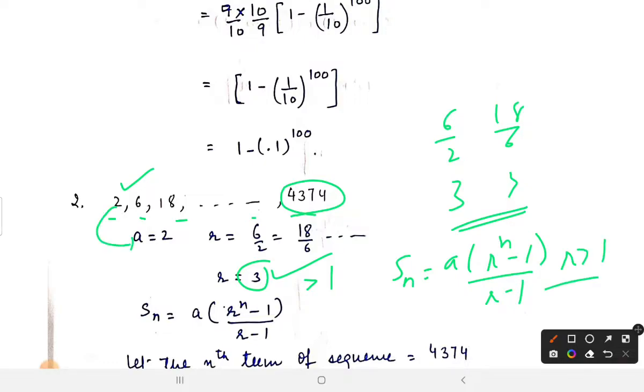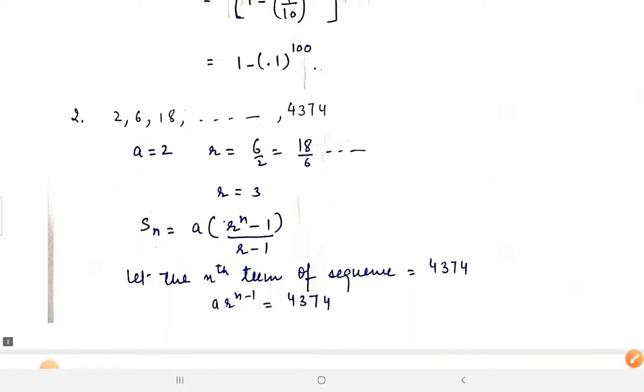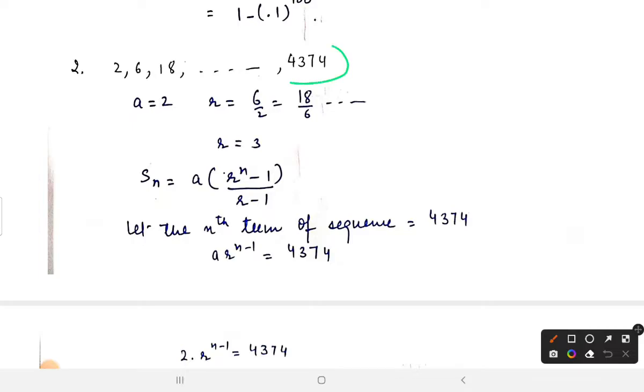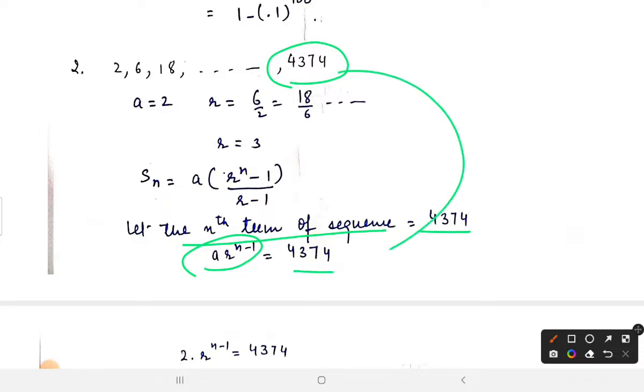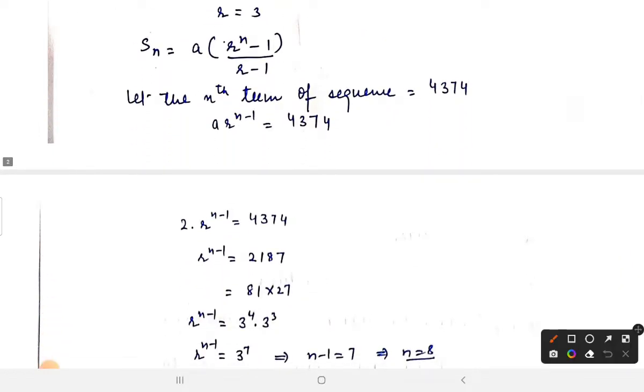Let us now find how many terms there are. What is the value of n? To find the value of n, we will use the concept that this is our last term, or you can say the nth term of the GP. The nth term of a GP can be written as a r to the power n minus 1, which is equal to the last term, 4374. Let us put the value of a as 2 here. We have 2 times r to the power n minus 1 as 4374. Divide by 2, we will get 2187.